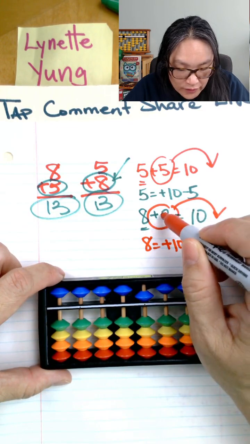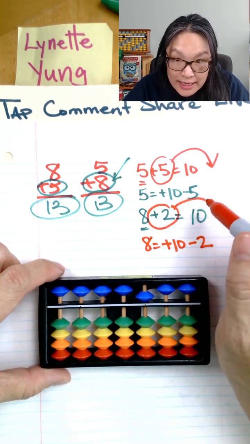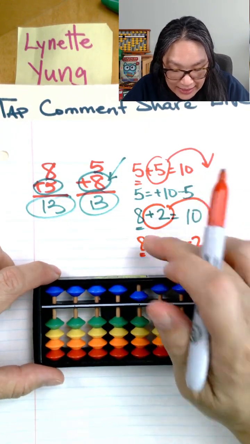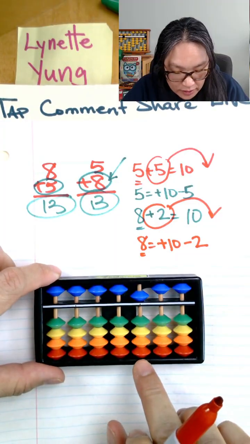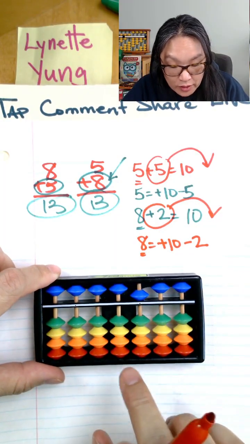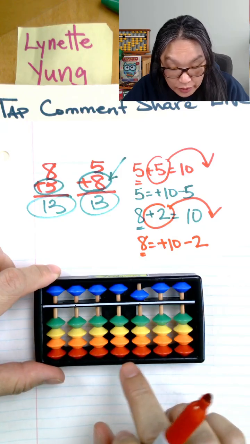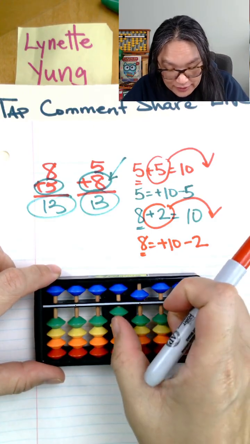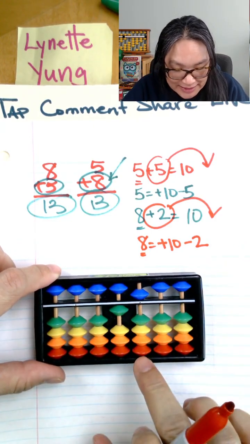Because we want to move this 2 to the other side of the equation. Now we have isolated this variable and I want to add 8 right here, but I don't have enough. So what I'm going to do, I'm going to plus the 10. I'm going to regroup. I'm going to carry over a 10, and I need to take away 2.